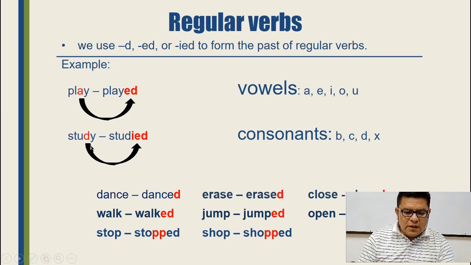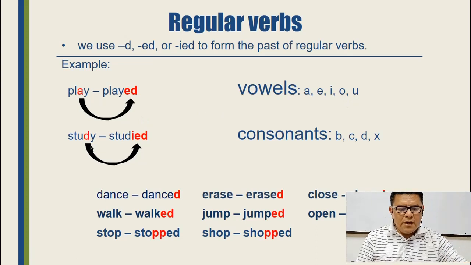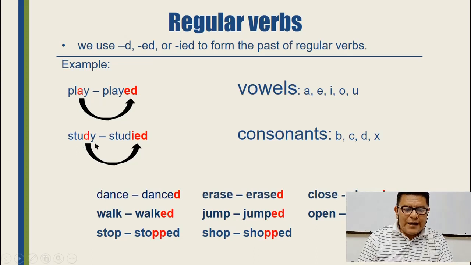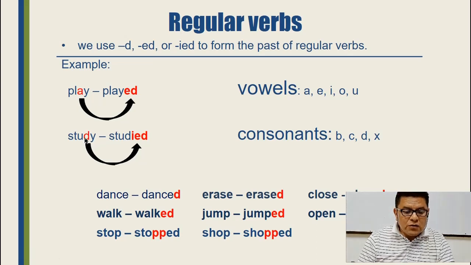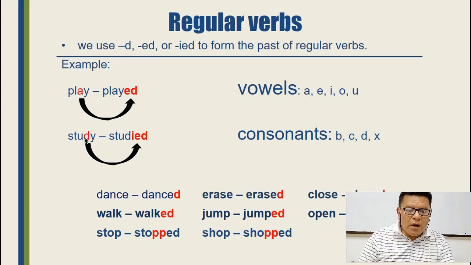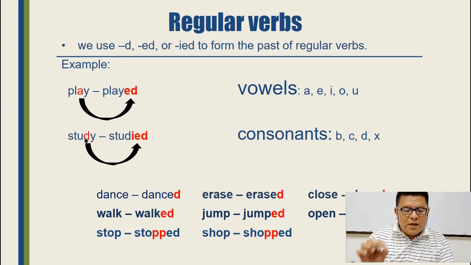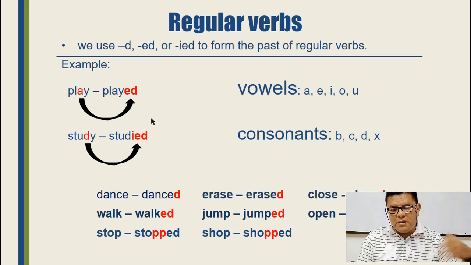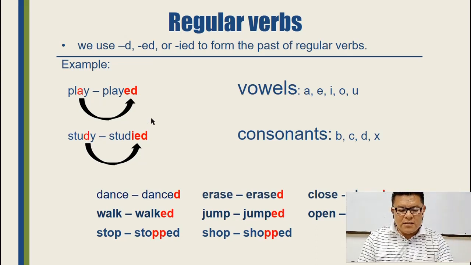Now, please observe the next verb. In the next verb, we have the same: a Y at the end. But before the Y, we have a consonant. In this example, D. When that happens, it's necessary to drop the Y, substitute it by I, and then add -ed. Example, study, studied. And remember that consonants are B, C, D, X, etc.